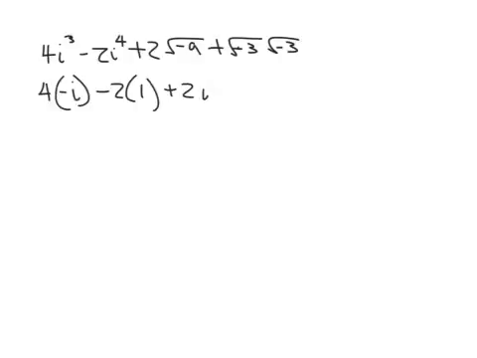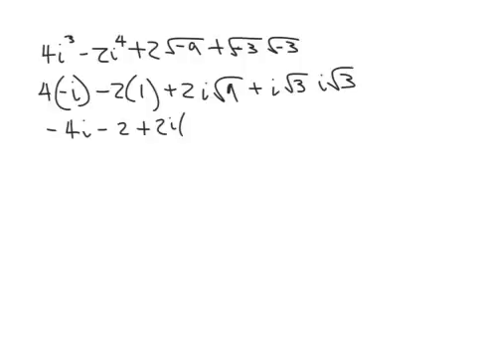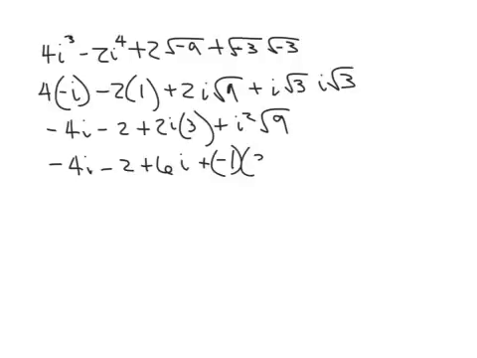We're going to pull out the i and be left with the square root of 9. We're going to pull out the i, and we're going to get negative 4i minus 2 plus 2i. I'm going to take some extra steps here. A lot of this you can do in your head. You probably will skip some of these steps. And that's a negative 1 times 3. So negative 4i minus 2 plus 6i minus 3.